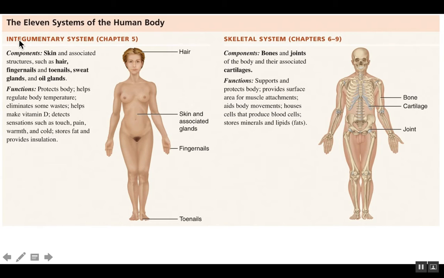The first one is the integumentary system. We're going to cover that in Chapter 5. This is going to be our first organ system. It consists of your skin and other structures such as hair, fingernails and toenails, sweat glands, and oil glands. The function I think we already know, is primarily to protect our body from the external environment.